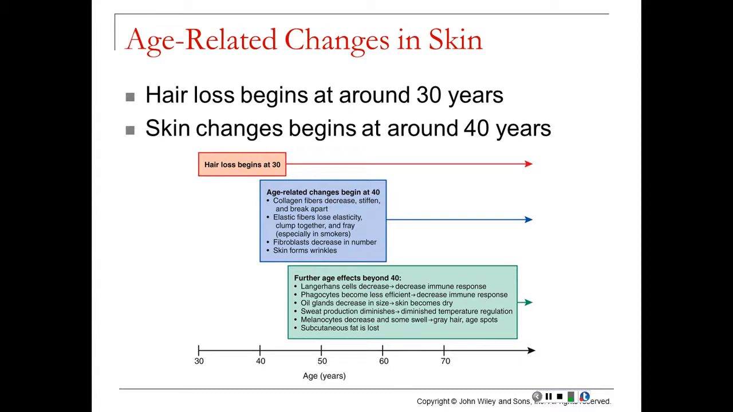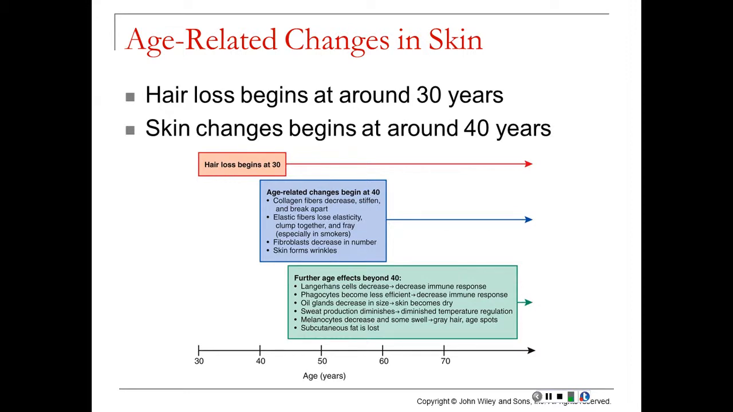Some of the environmental factors that influence skin you'll see earlier in life, such as excess tanning and smoking. You're going to see those effects much earlier than age 40. Age-related changes in your skin include the collagen fibers beginning to stiffen and break apart. The elastic fibers are going to start to clump together, losing their elasticity. The fibroblasts are going to decrease in number, which means you're going to have less ability to create the collagen and elastic fibers, and a slower healing process because those fibers aren't going to form as quickly. The skin's going to form wrinkles because of the breakdown of those collagen and elastic fibers.